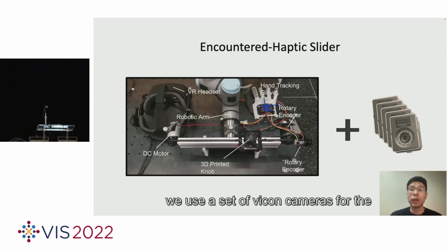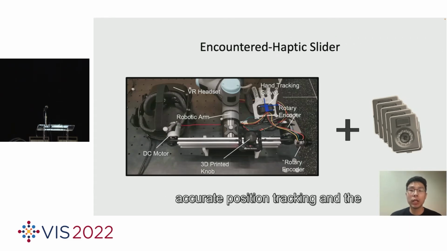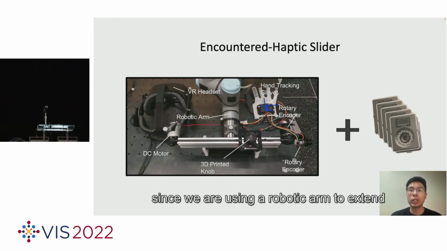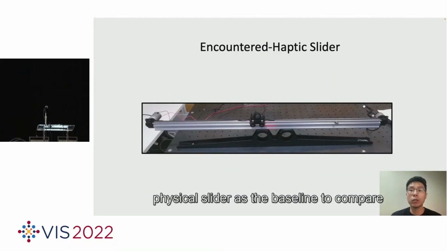We use a set of Vicon cameras for accurate position tracking and a glove for hand pose tracking. Since we're using a robotic arm to extend the slider's range, we also built a long physical slider as the baseline to compare the difference.